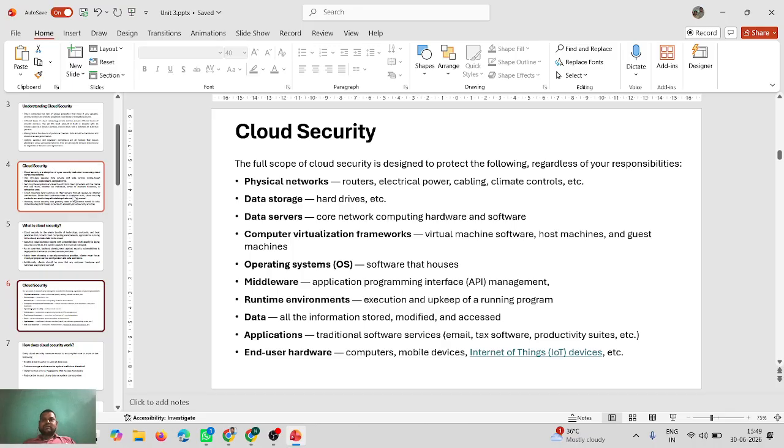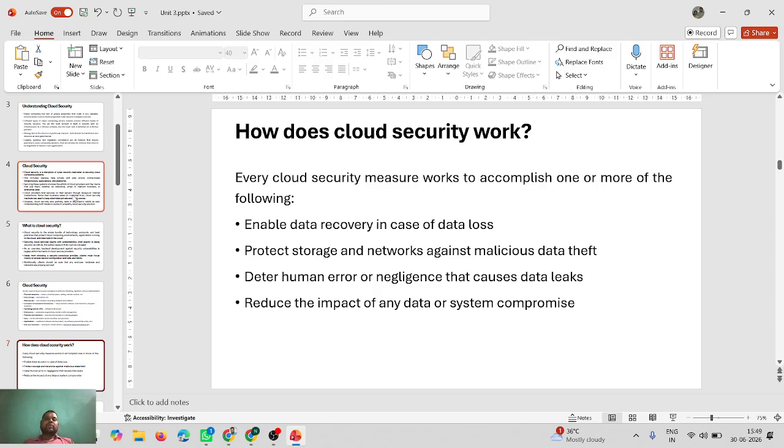IoT devices, portable devices, etc. So it is the responsibility of both the end user and the service provider to protect all these components. So how does cloud security work actually? It enables access control and authorization to data, hardware systems, and cloud computing systems.